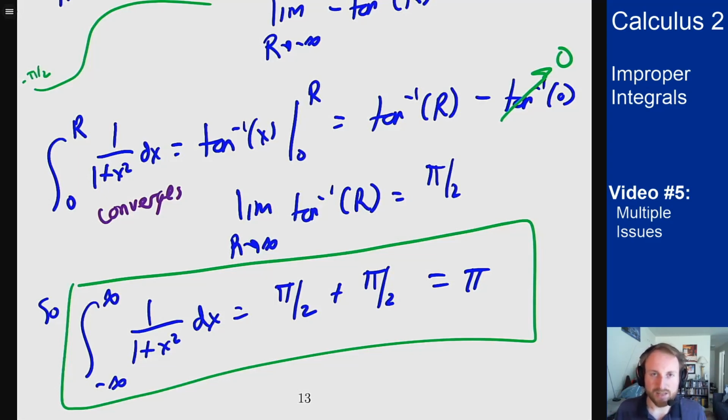Take them all apart, deal with them separately, and analyze convergence or divergence there when you're handling these sorts of improper integrals.